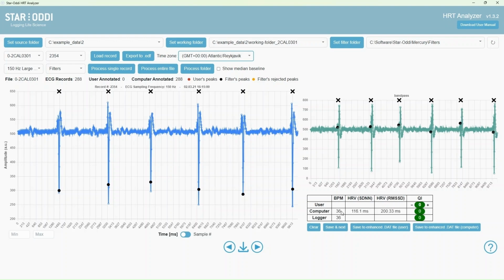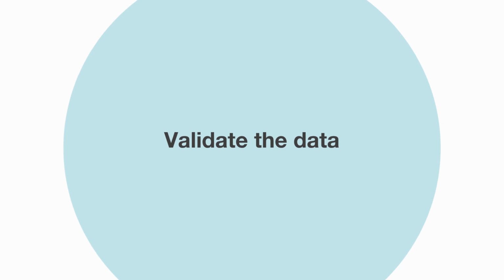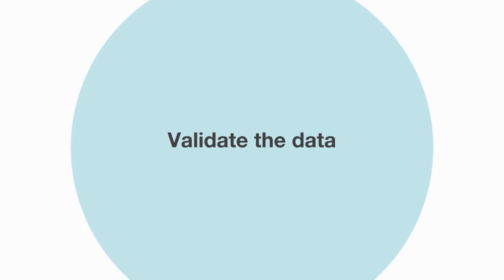The computer and logger should match, but older loggers might show slightly different heart rate and quality index. On the right-hand side, you can see the processed data after it has gone through the bandpass filter. The waveform can change significantly depending on the animal model and the filter file used. Now that we have processed the data, let's move on to validate each record.